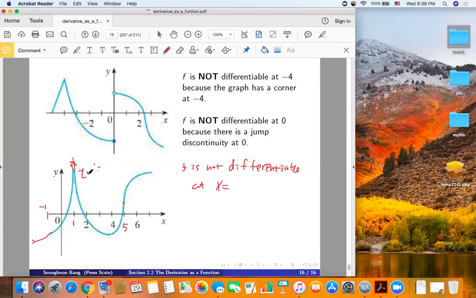This is infinite discontinuity. This graph is somewhat not clear. The purpose is, yes, a vertical tangent line. So we have a vertical tangent line at 5. So we have 1 and 5. You're right, it's good.